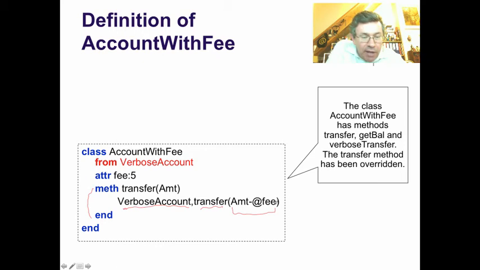Now remember, we have account with fee. So the transfer method has been overridden, and we've used a static link to access the old definition when we make the new definition.